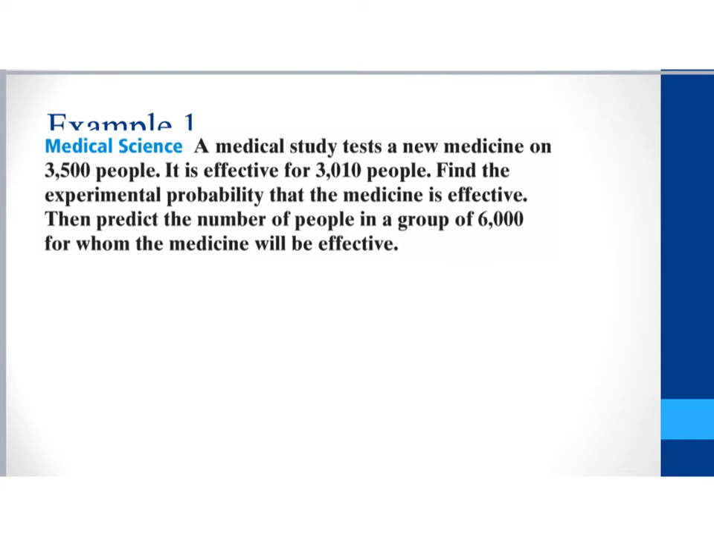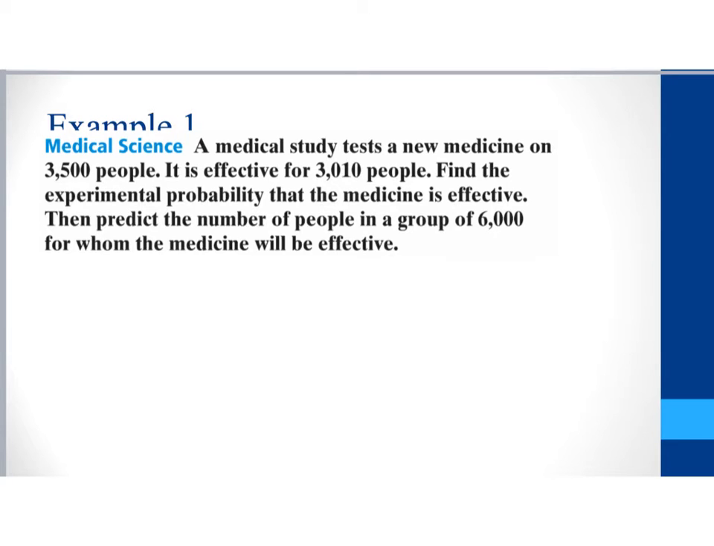So looking at example 1, it says a medical study tests a new medicine on 3,500 people. It is effective for 3,010 people. Find the experimental probability that the medicine is effective. Then what we're going to do is we're going to predict the number of people in a group of 6,000 for whom the medicine would be effective.